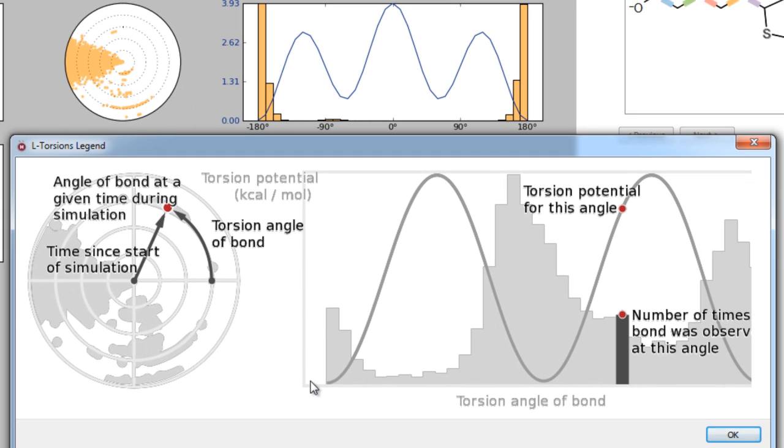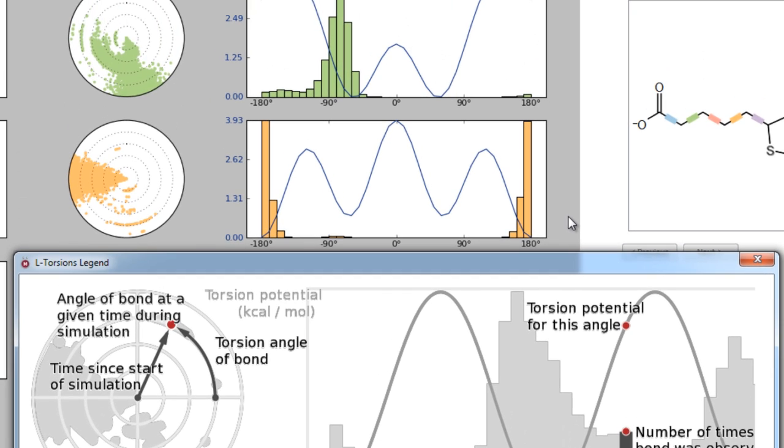The bar plot summarizes the data on the dial plots by binning the probability density of the torsions from the simulation. If the torsion potential information is available, the plot will contain the potential of the rotatable bond. The values of the potential are on the left y-axis of the chart and are expressed in kilocalorie per mole.